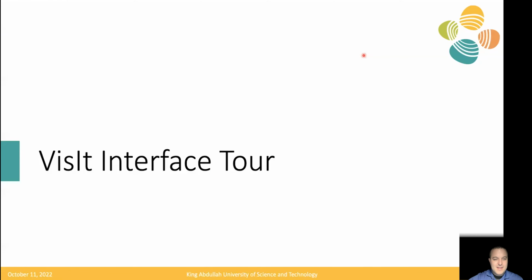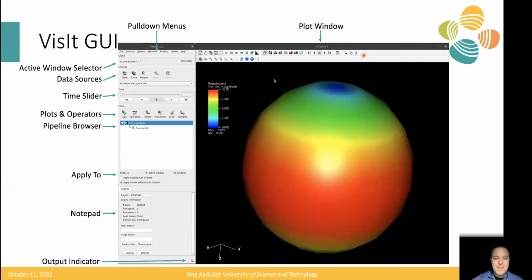Next, let's do a VisIt interface tour and get ourselves oriented to VisIt and what it looks like, what the buttons are, and a little bit about how it works when you load it up. When you start VisIt, you'll see something like this, except there will not be a plot showing. You'll see 2 different windows: a plot window and your pipeline browser window. The plot window is over here on the right. It has all of these different buttons and controls, and that's where your plot is.